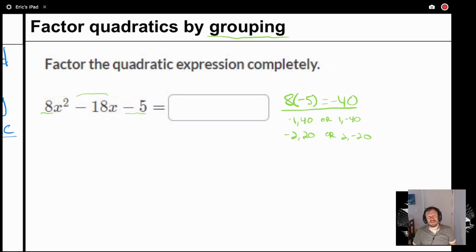3 times 13 is almost 40, but there's not an integer that I can multiply 3 by to get 40, so 3 isn't a factor. Then I move on to 4. 4 times 10 is negative 40, so negative 4 and 10 gives me negative 40. And I could do the other one, 4 and negative 10.